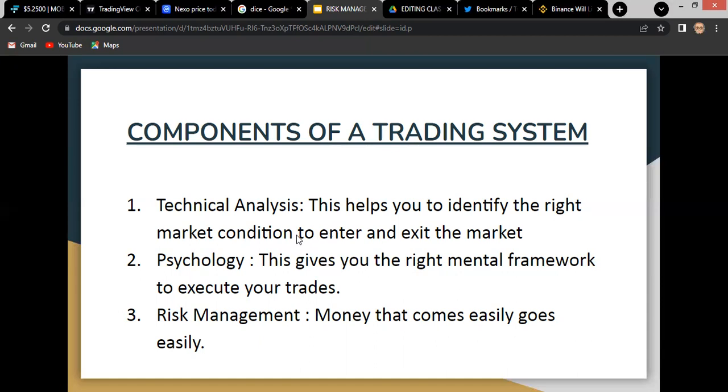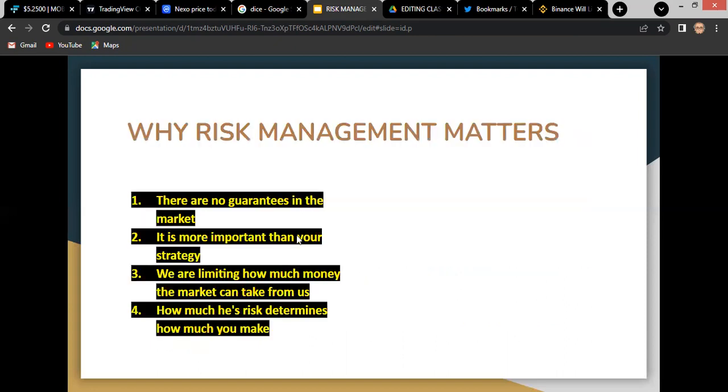So these are the components of a trading system: TA, psychology, and risk management. So the question arises: why do we need to manage risk? We manage risk because we are in the business of making money, as I rightly said. And in order to make money, we have to learn how to manage it. You can't grow what you don't manage. So you need to know how to manage it so that it doesn't escape from you, so that it doesn't leave your pocket the way it came.